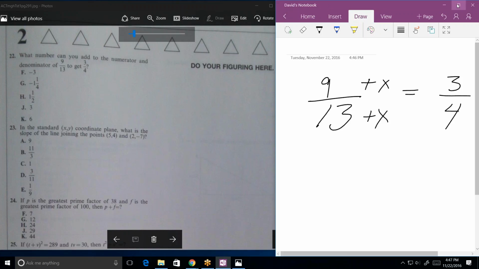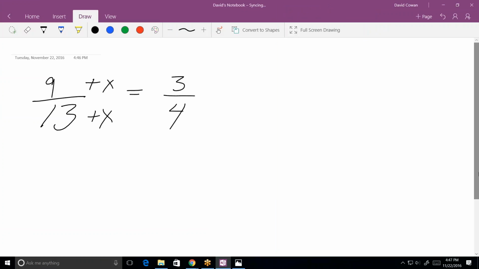Now, let's just talk about the algebraic solution here. I've written out the problem just exactly like that. In other words, x is the amount you're going to add to both numerator and denominator, right? Now, how would I solve that for x? Add x to both sides. No. This is in parentheses. Oh, so 9x over 13x equals 3/4. No. You're adding x to both sides.